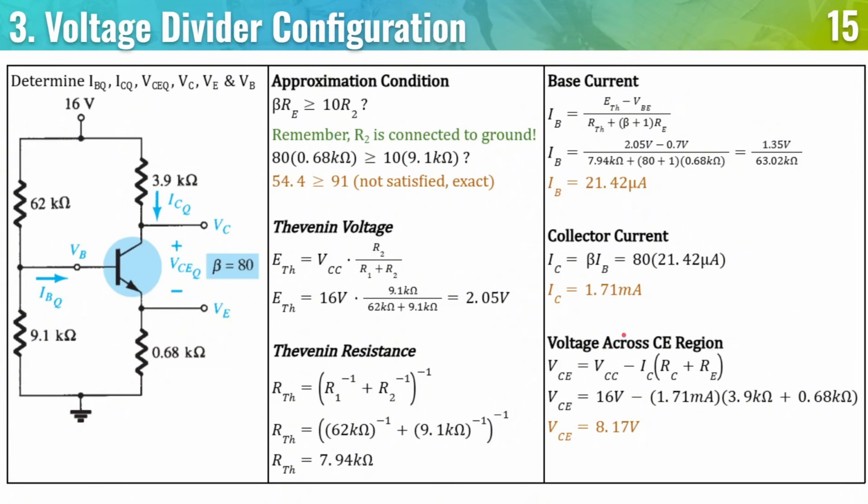Lastly, the voltage across the CE region. The CE region has one current across RC and RE. And we start from the 16-volt source going down to the ground. So that's why our formula is VCC minus IC times (RC plus RE). Again, RE does not have the beta here because we're not computing with respect to the base. We're computing for the CE region. Substituting all that, we have 8.17 volts.